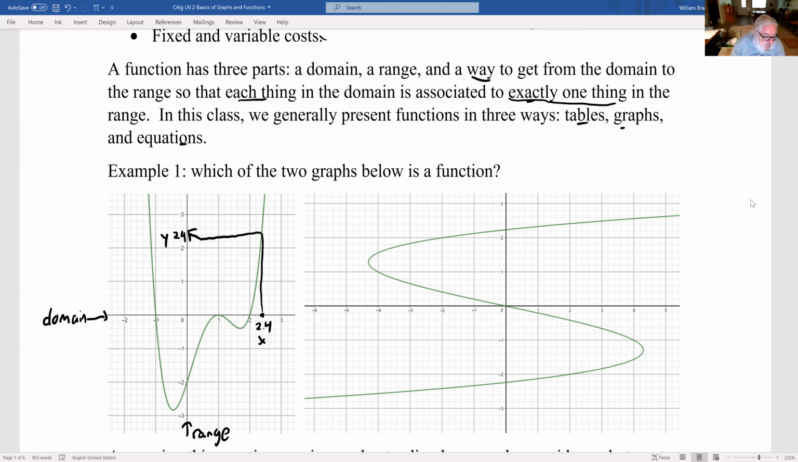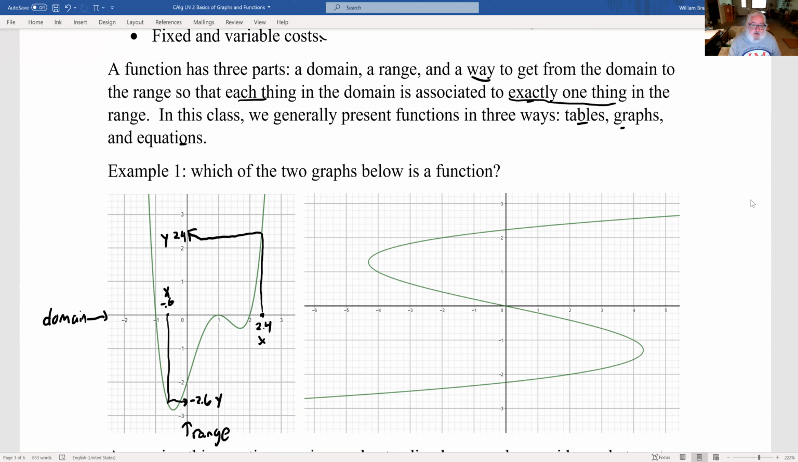If I pick a different x, say x equals this x value, that's minus 0.6 is my x. How do I figure out my y? Well, I go down that vertical line till I hit the graph, and then I go over to the y-axis and I read off what my y value is, minus 2.246. So this x value gets this particular y value.